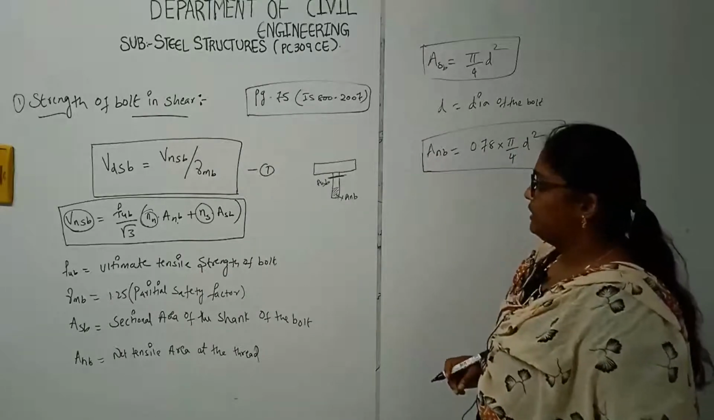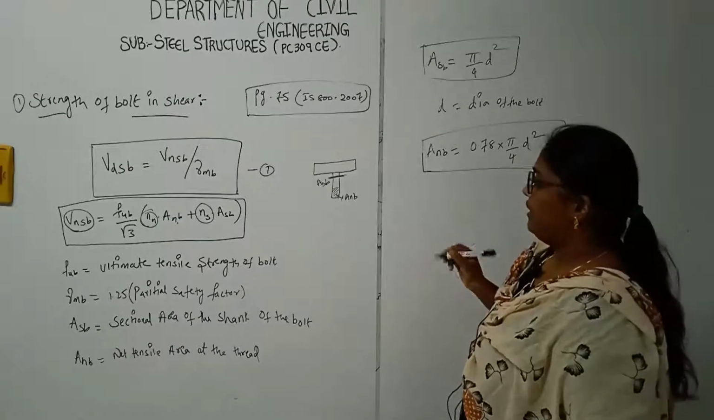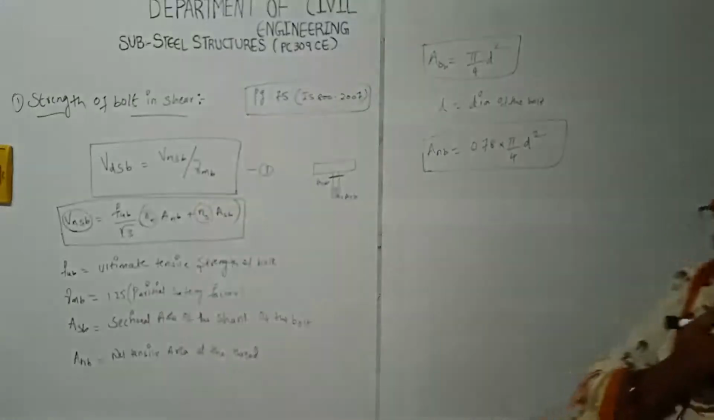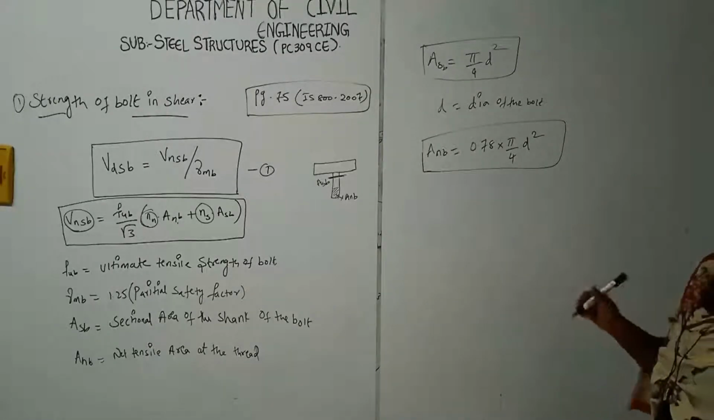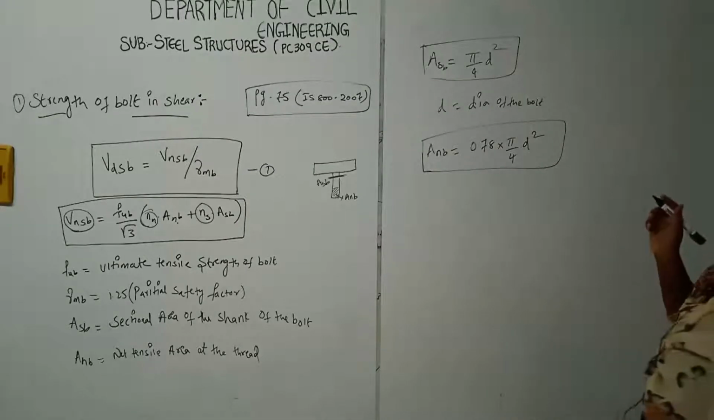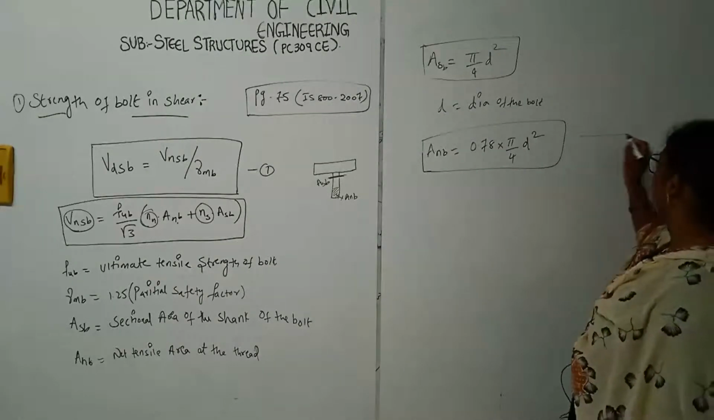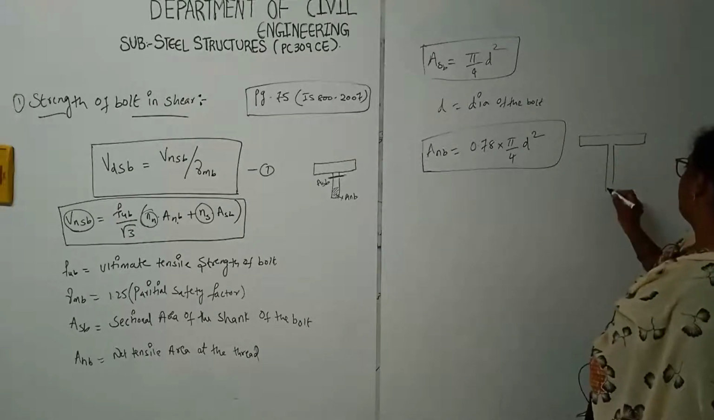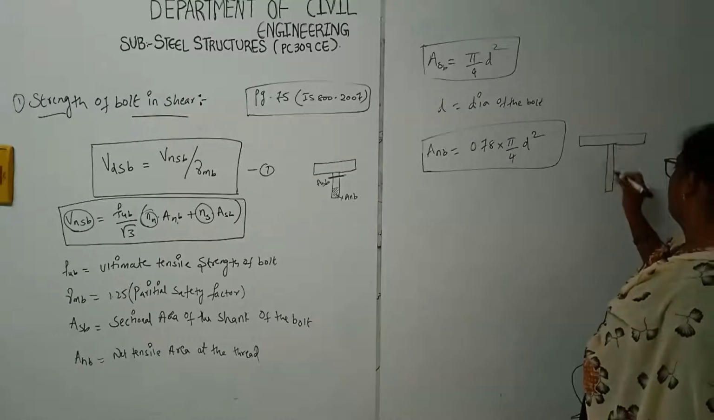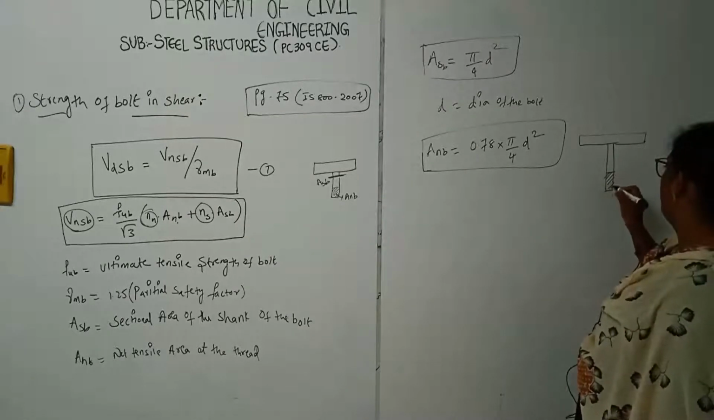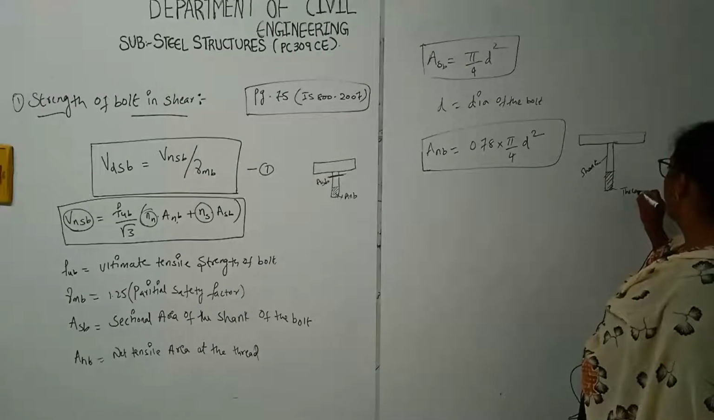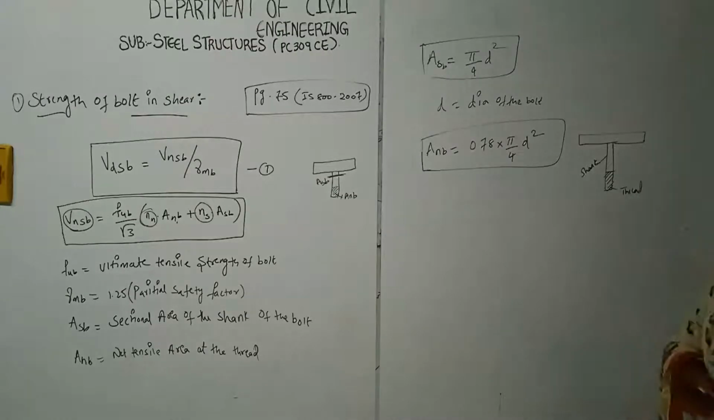Now we will study what NN and NS are. Why are we taking NN and NS? Here we have the terms shank and thread. What is actually a shank? See here, this is your bolt. This part is known as the shank portion and this part is known as the threaded portion. So NN and NS will be dealt with like this.